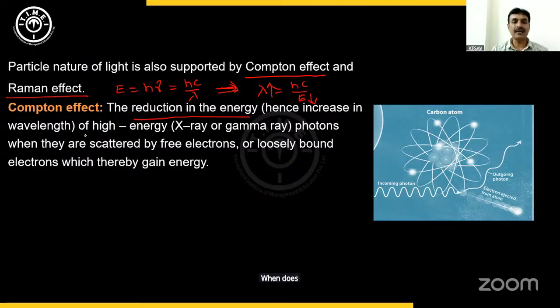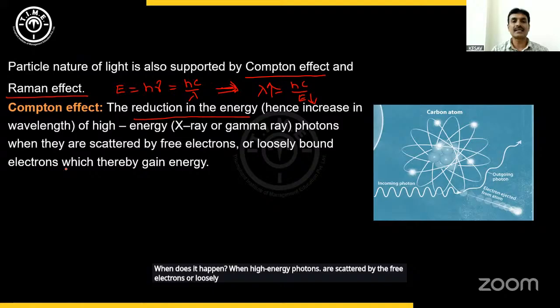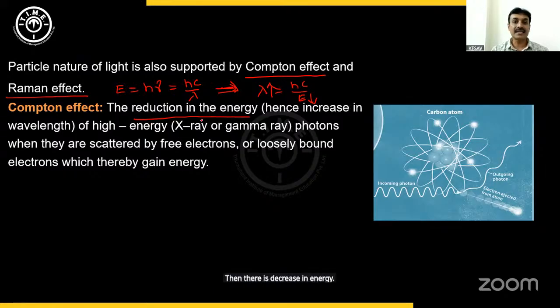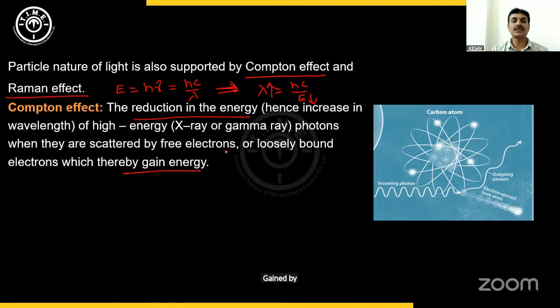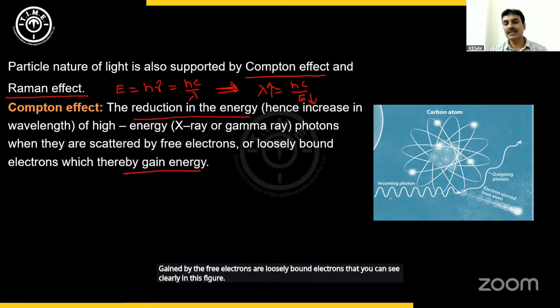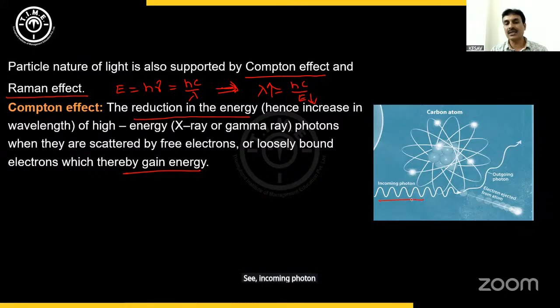When does it happen? When high energy photons are scattered by the free electrons or loosely bound electrons, then there is decrease in energy. Where is that energy going? The difference in energy is gained by the free electrons or loosely bound electrons. That you can see clearly in this figure. See, the incoming photon has wavelength shown here. This is the incoming photon.